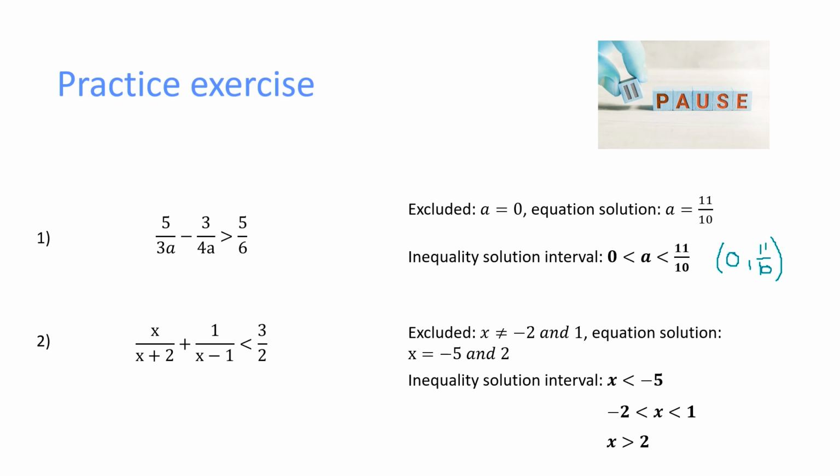And now, after you try all the numbers and look for which interval works, which interval is less than 3/2, or negative if you move the 3/2 to the left side, you will get that it works for x less than -5, for x between -2 and 1, and for x greater than 2. Again, this could also be written in interval notation.